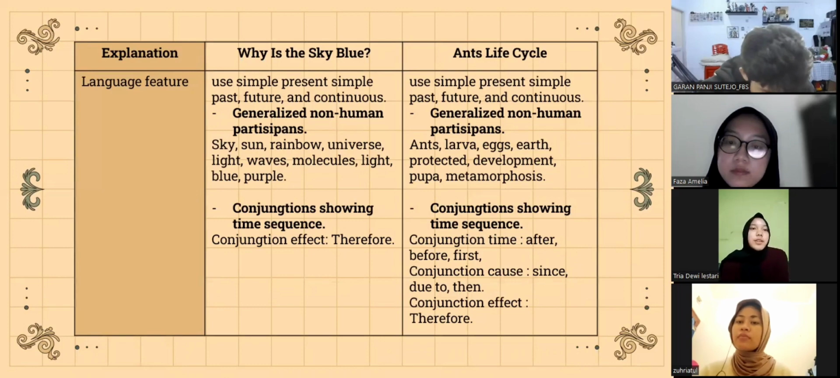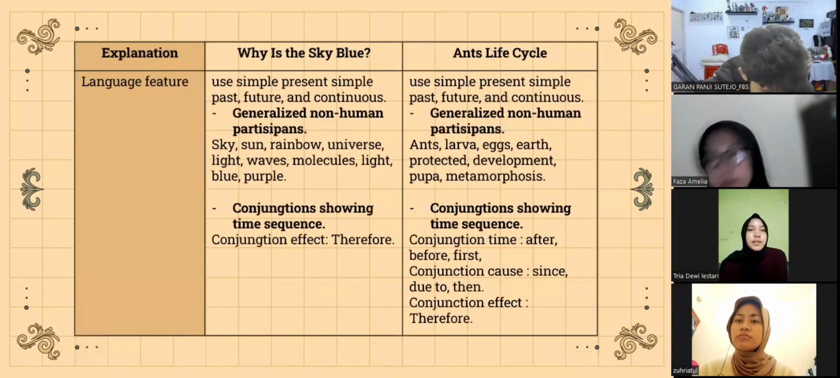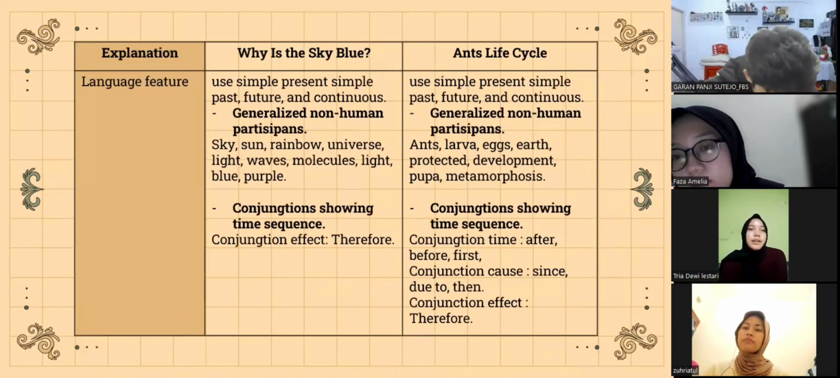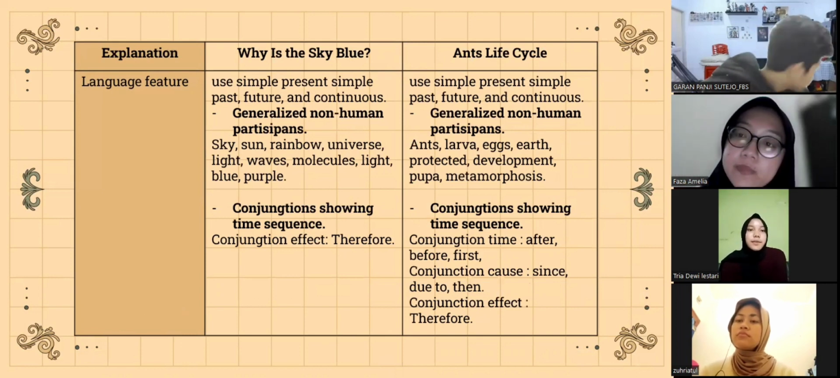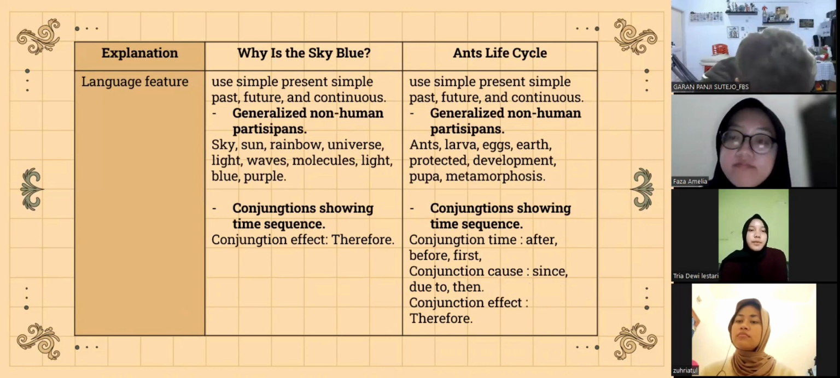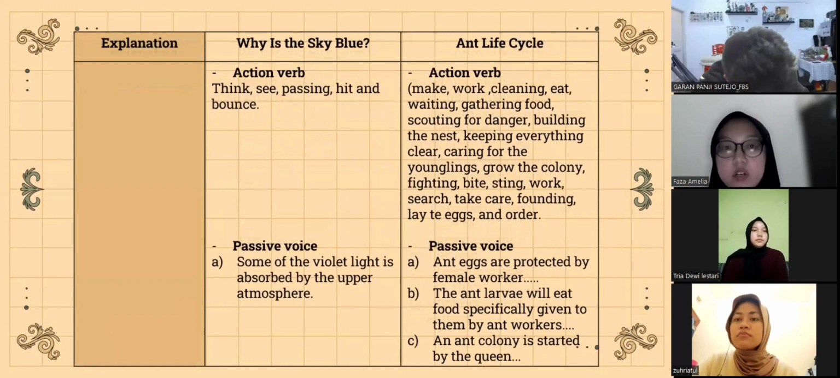For text 2, it uses simple present, simple past, future, and continuous. For generic non-human participants: ant, larva, egg, earth, protected, development, pupa, metamorphosis. For conjunctions showing time sequence: conjunction of time: after, before, first. Conjunction of cause: since, due to, then. Conjunction of effect: therefore. Okay, thank you, Tria. Next, it's your turn.